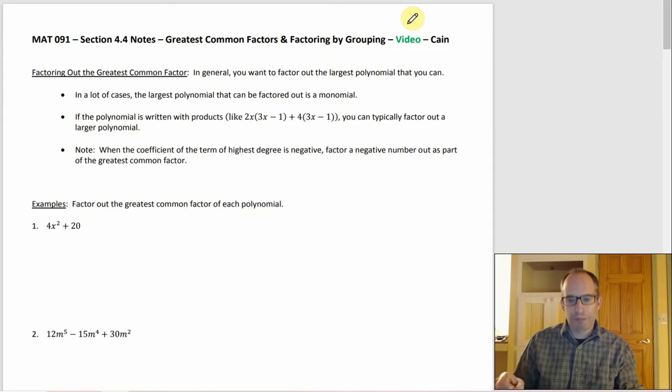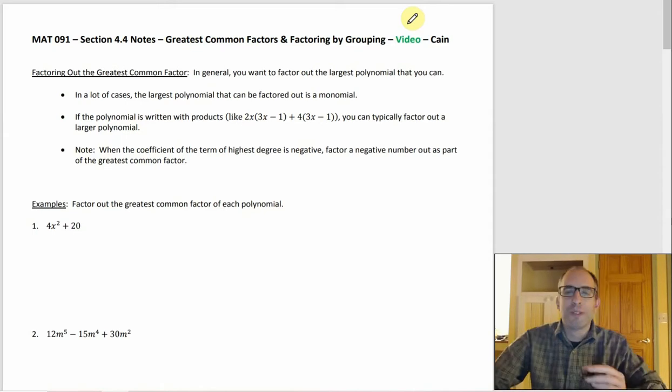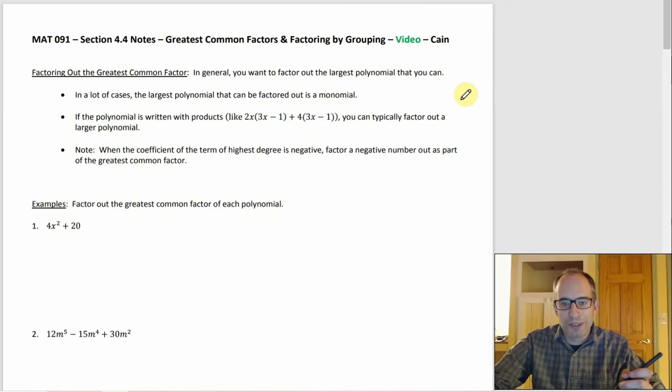Factoring by grouping is the first one that we're going to do that's more of a specific technique: if it looks like this, then you want to factor by grouping. The nice thing about factoring by grouping is it's easy to catch because it has 4 terms, and everything else that we're going to do does not have 4 terms. So that's the thing to look for. But factoring out the greatest common factor, we'll start there first.